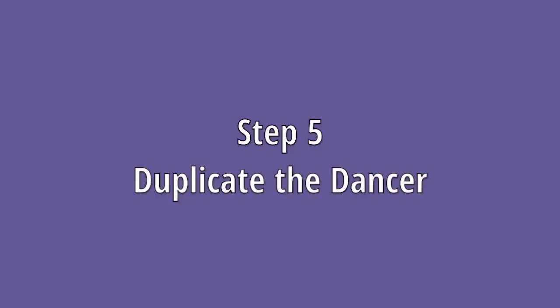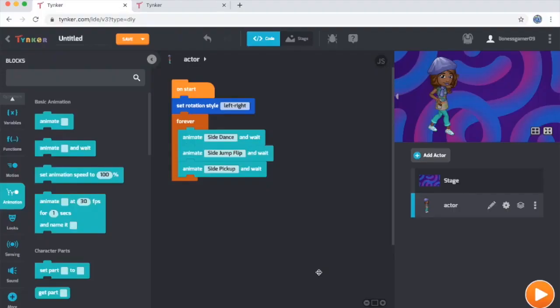Step 5. Duplicate the dancer. What I'd like to do in this little dance party is have more than one dancer, of course. Now, Tynker comes with the great feature that lets you duplicate an actor you already have, preserving its code and its appearance. So I'm going to go to my dancing actor's little 3-dot icon over on the far right, and I'm going to click that. That opens up this menu. And when I select the duplicate option, bam, makes a copy of my actor.